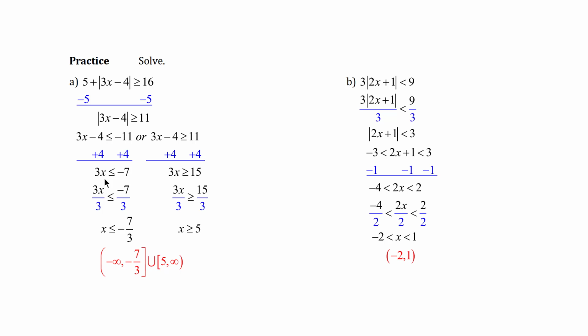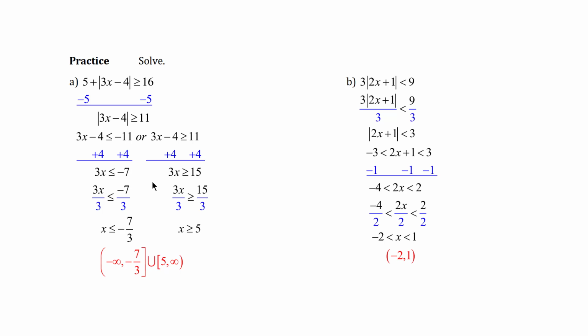From here, we get rid of the 3 in front of the x. We just divide both sides by 3. We get 3x divided by 3 less than or equal to negative 7 over 3. Simplifying the left-hand side, 3x divided by 3 cancels out and leaves us with an x. On the right-hand side, negative 7 over 3 stays as negative 7 over 3. The result is x less than or equal to negative 7 over 3.